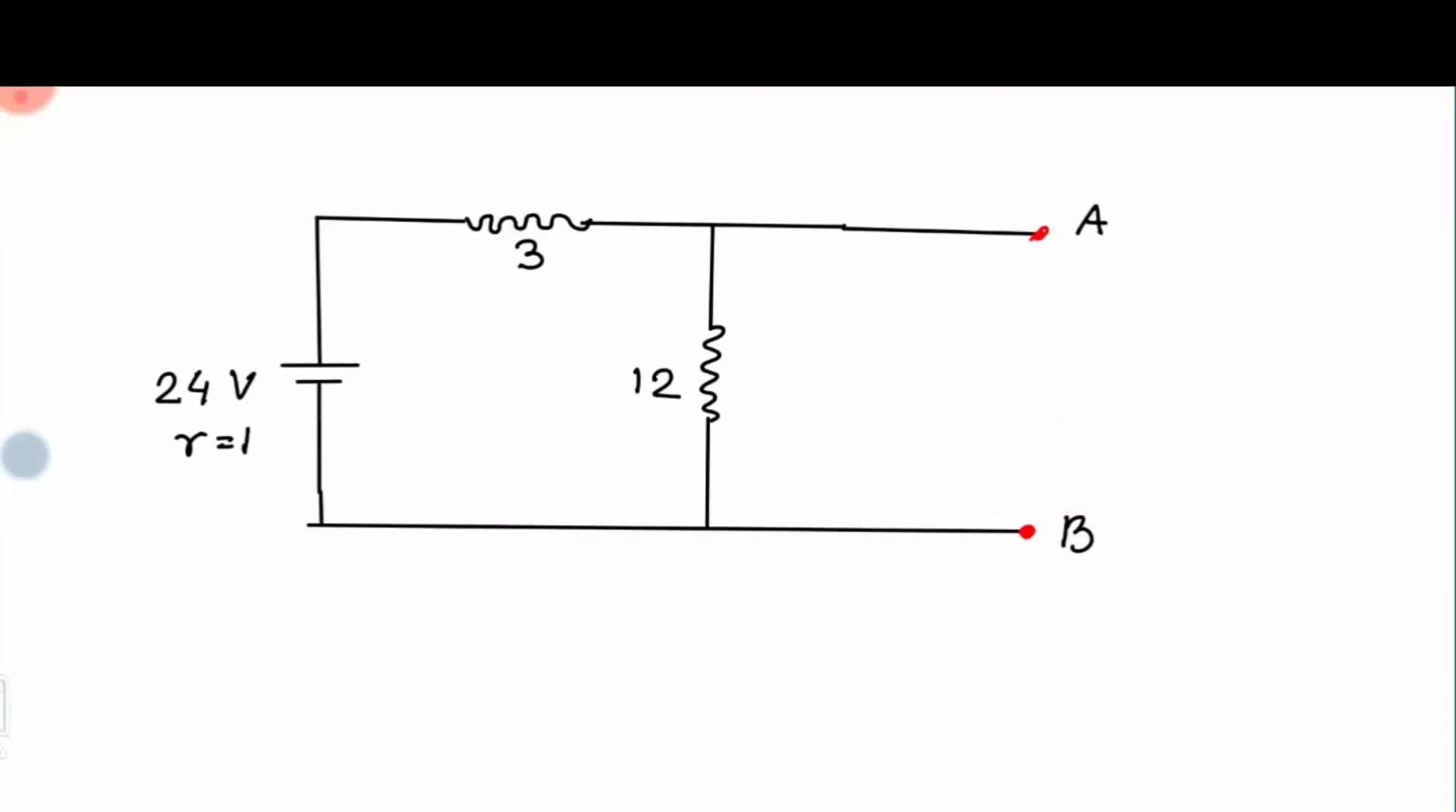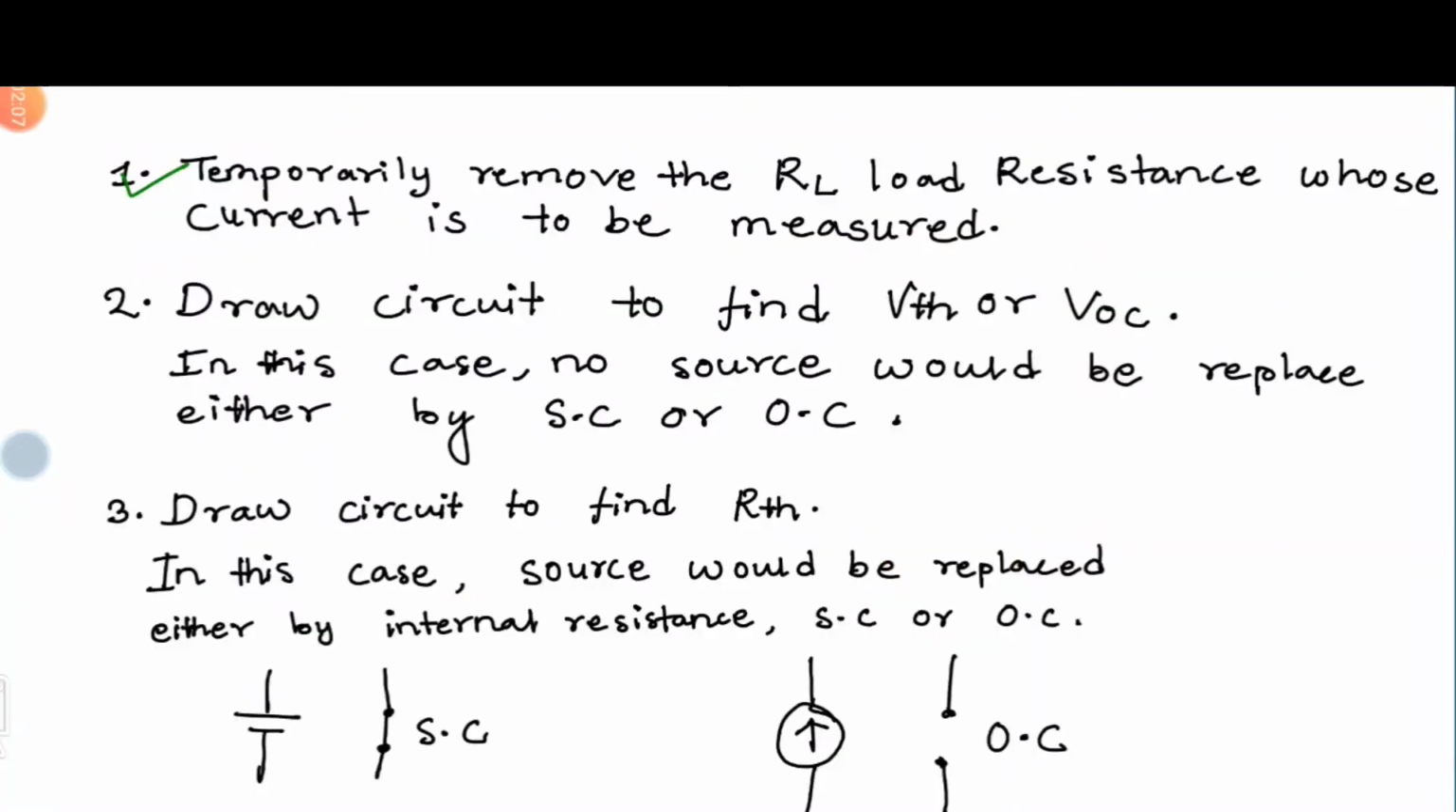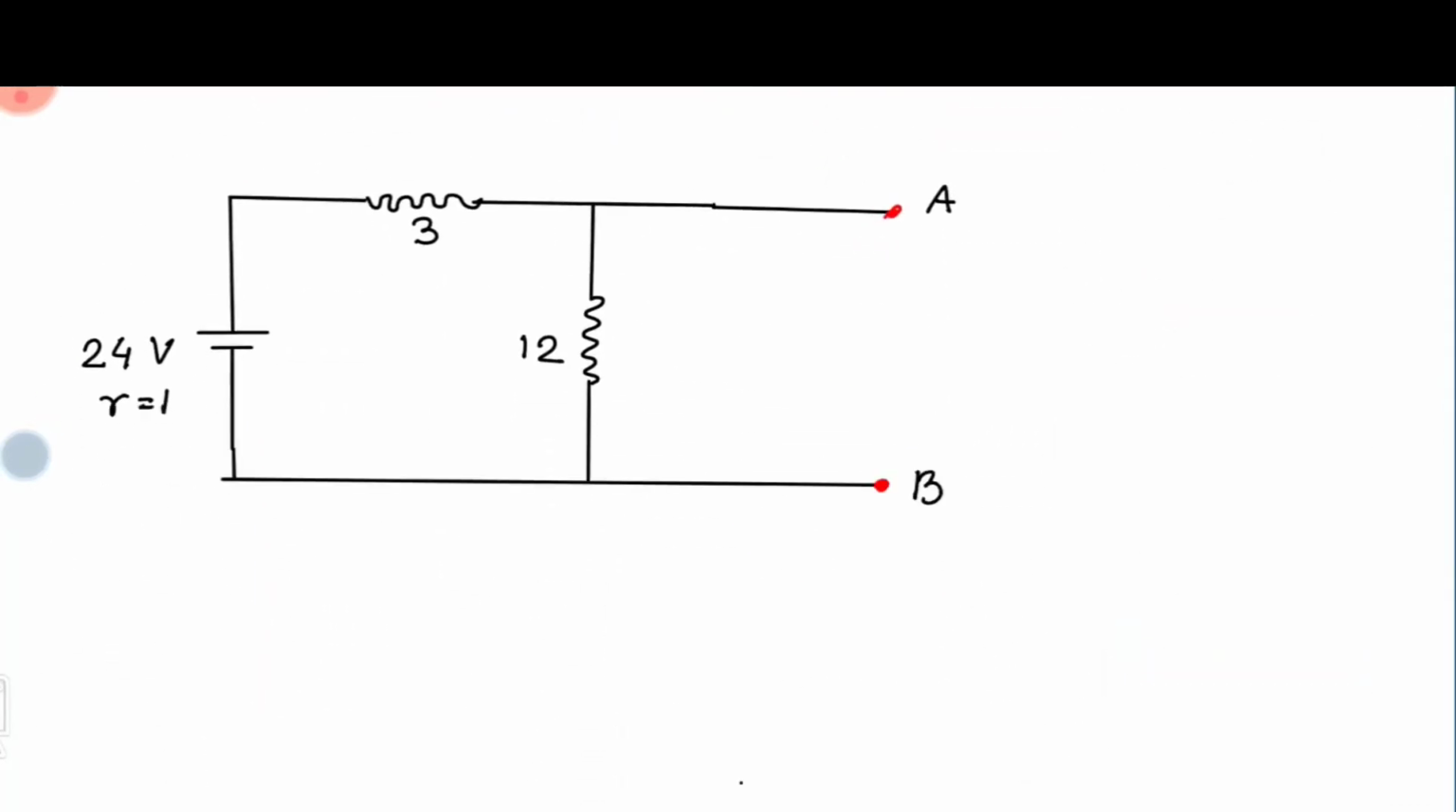And in step number 2 we have to draw the circuit to find VTH or VOC. In this case no source would be replaced either by short circuit or by open circuit. So this is the circuit for VTH. Now we have to find VTH.